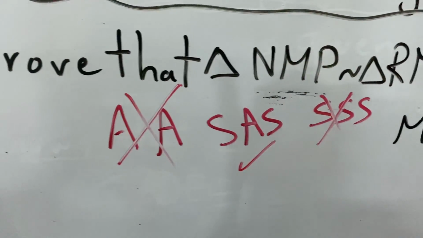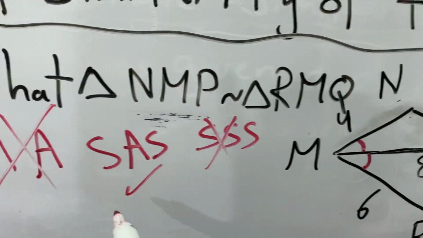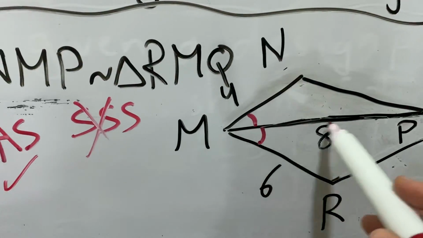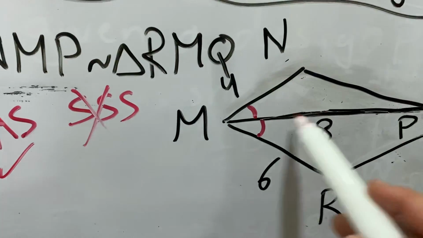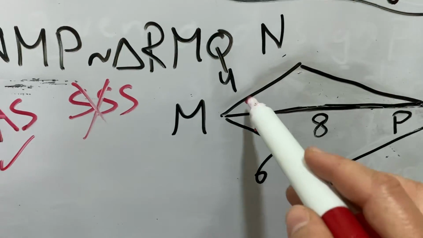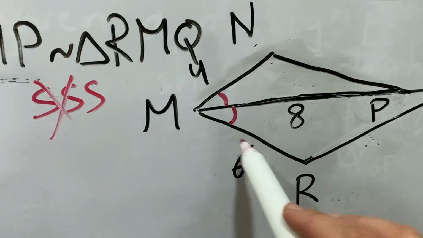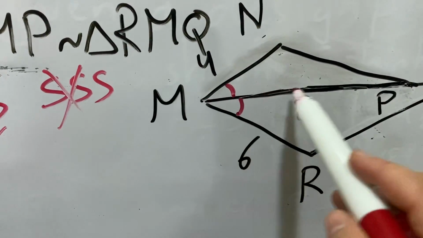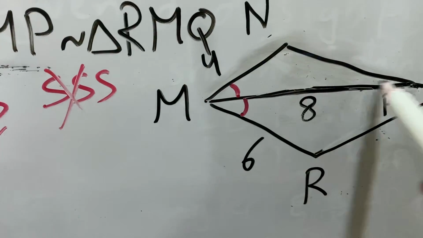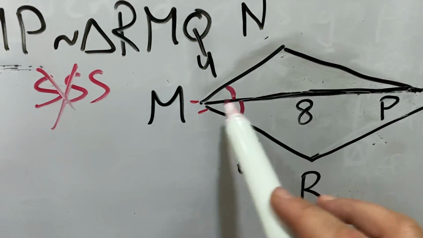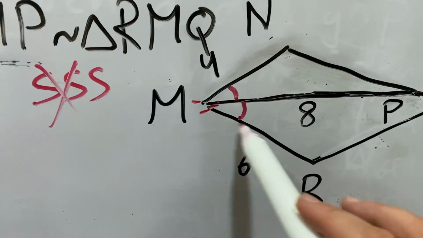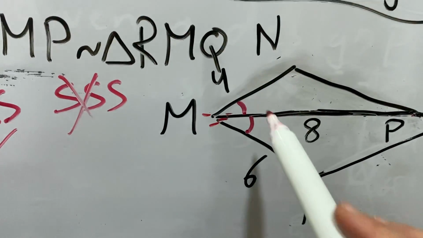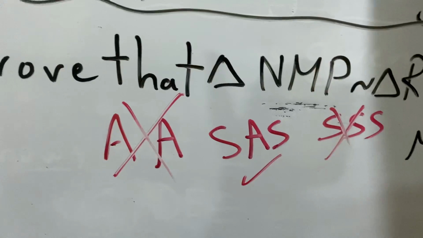So is it side, angle, side? Yes, because side, angle, side depends on having two sides and an included angle between them. If you can see here, there are two sides, the 4 and the 8 for the small triangle, which are NM and MB, and the included angle between them is this angle. I have the same for the big triangle: RM is 6, and I have this long side MQ, which is 8 plus 4, 12, and the included angle between them. So I will use side, angle, side.